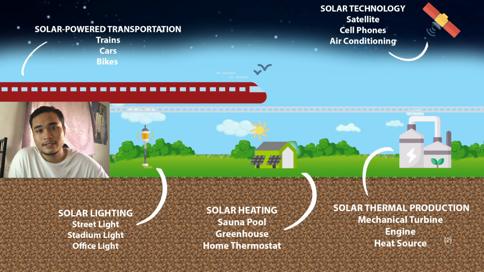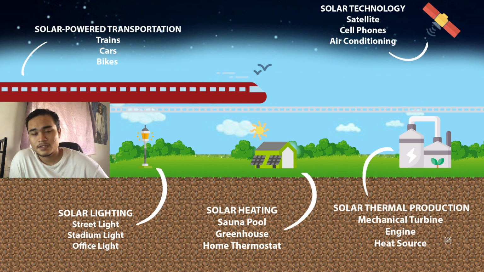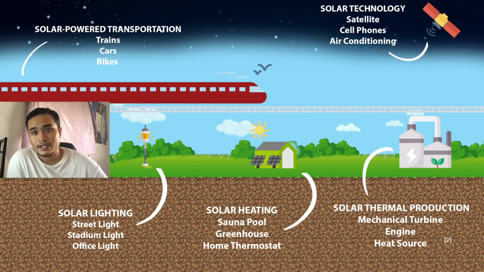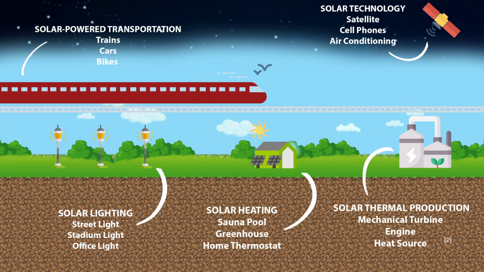Next is solar lighting, for example street lights, office lamps, stadium spotlights. They use the basic principle of how solar energy works. This type of application is suitable and efficient for these places because they have massive power consumption. It can help reduce electricity bills, and by using green energy, we can help save the planet.